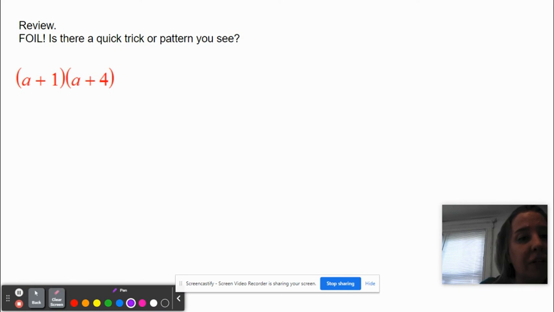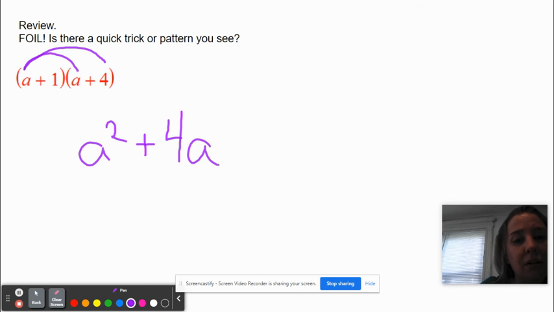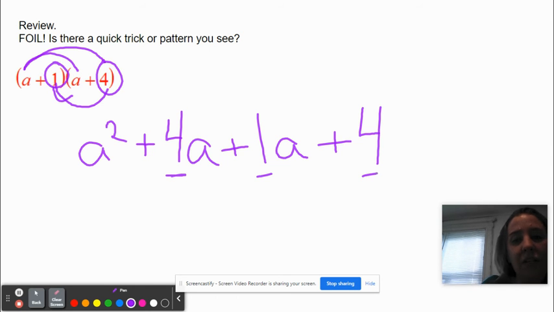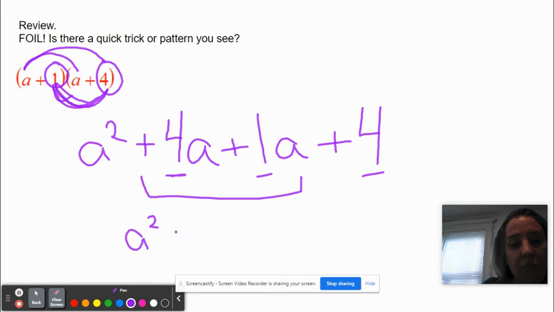All right, so you remember FOIL, you take the first times first, and you get a squared. And then you have 4a, and then your inner terms, and you get 1a. And then your last terms, right? And then what's important to recognize here is this 4 comes from here. This 1 comes from here. This 4 comes from multiplying those two numbers, the 1 and the 4. And then you go ahead and add these terms, and you get a squared plus 5a plus 4.